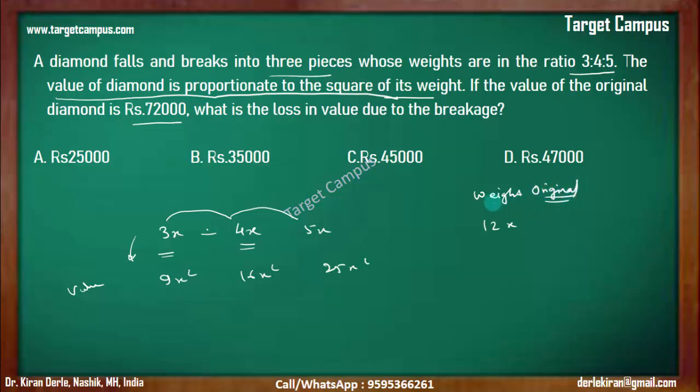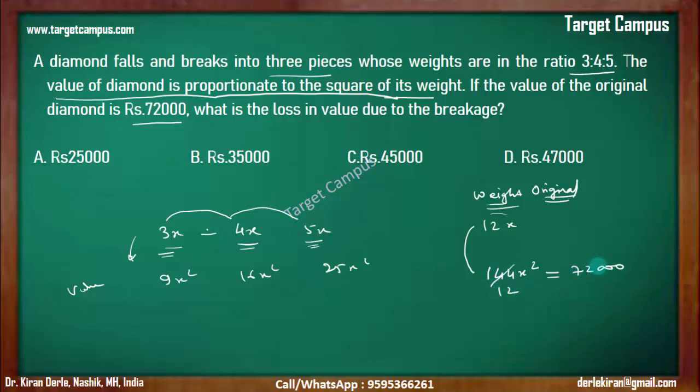Try to understand this question. This is quite a tricky question. So the original diamond is 12x, right? It has broken into these parts: 3x grams, 4x grams, and 5x grams, right? And their respective values are these only, because they are in proportion with the square of the weight. So the original diamond's value would also be in proportion with the square of its weight. So the square of this is this, right? So this value is equal to 72,000.